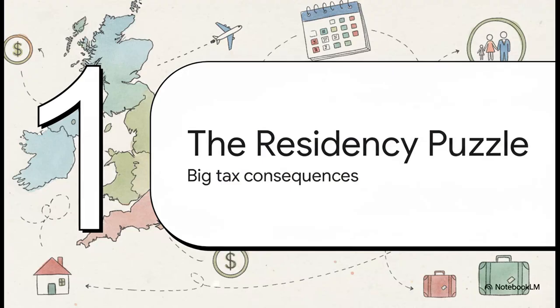Okay, so let's set the scene. Why is this even a thing? Well, before 2013, figuring out your UK residency was a mess. It was this confusing jumble of old rules and court cases, and a lot of people were just left guessing. And trust me, the consequences of guessing wrong, they are huge.